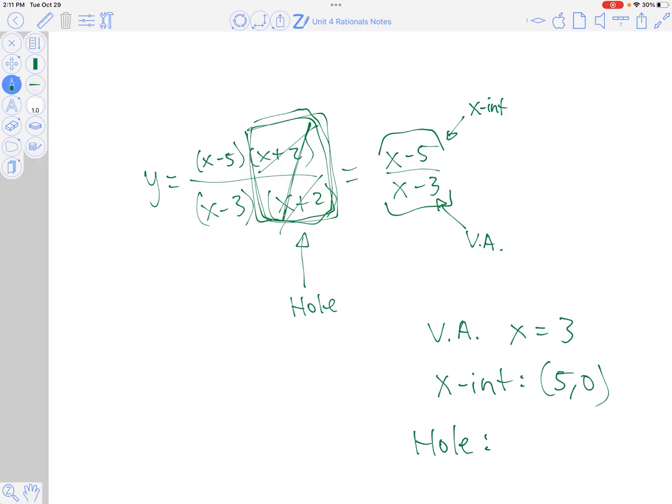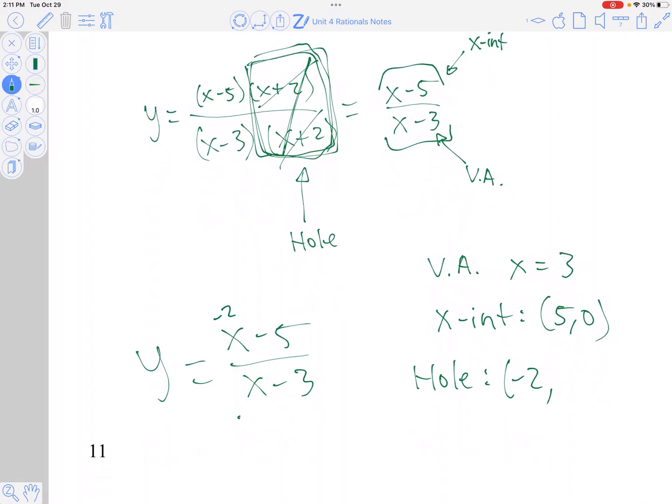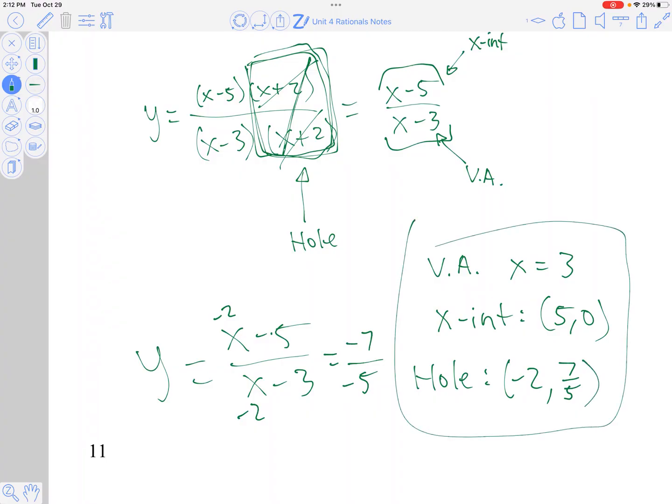So remember, -2 is the problem. -2 plus 2 creates 0. -2 is the problem. And then we need to use the simplified version to find the y part of the hole. So we're going to plug a -2 in here, -2 in here. -2 minus 5 is -7. -2 minus 3 is -5. Negative divided by negative is a positive. So our hole will be at -2 and 7/5.